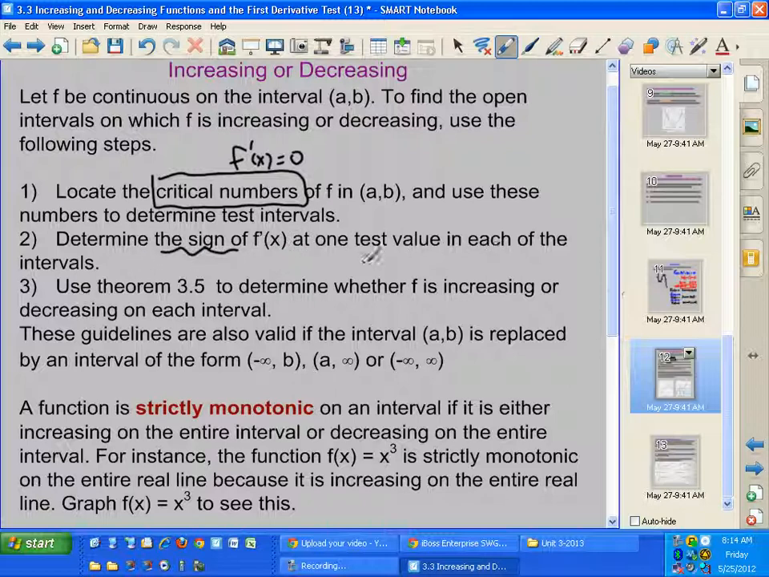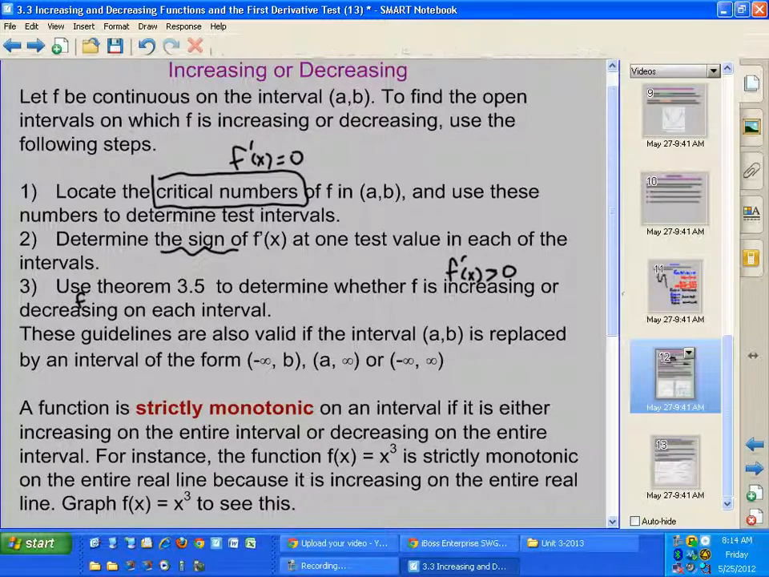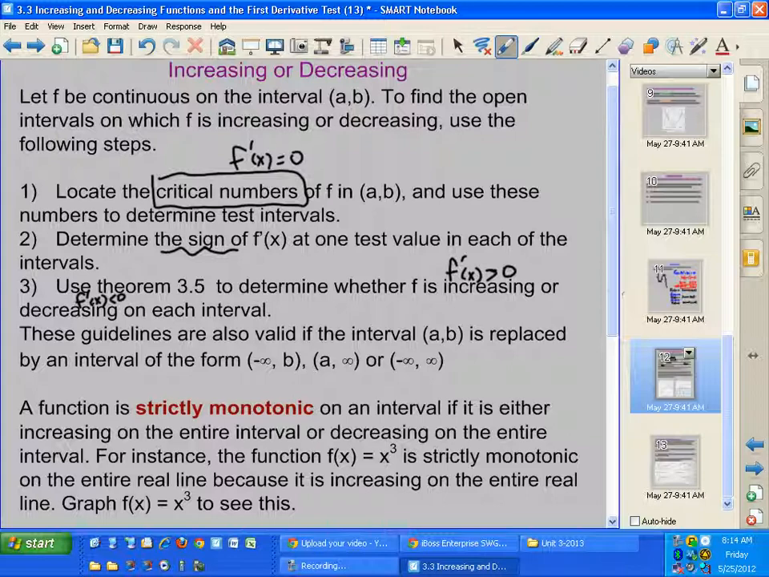And then it's increasing if it's positive, and this goes back to the theorem that told us about increasing and decreasing functions. It was increasing if f prime of x was greater than 0, decreasing if f prime of x was less than 0. And so then we're going to use those to write our intervals.